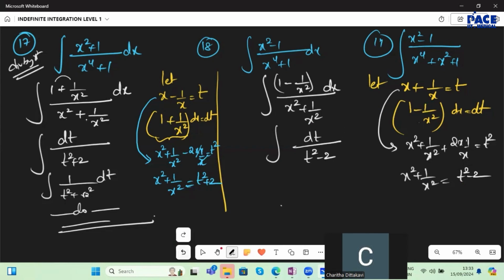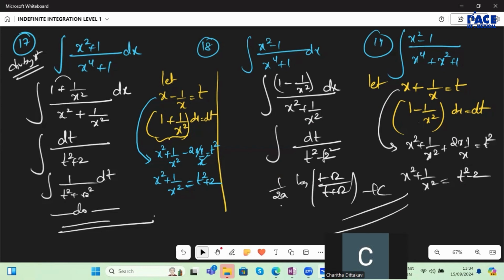Right. Again, root 2 square is what you consider, because the x square minus a square form is what we need, isn't it? So the integral of 1 by x square minus a square is again 1 by 2a log of x minus a by x plus a plus c. That t is what you will be replacing back again, and check it in your options. All right.